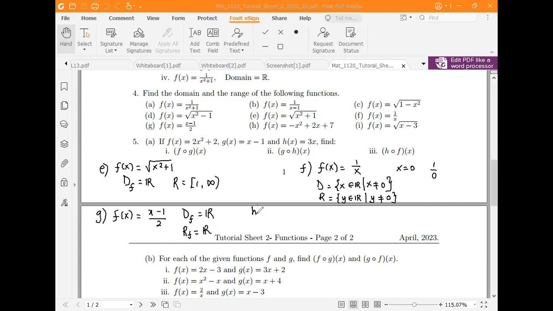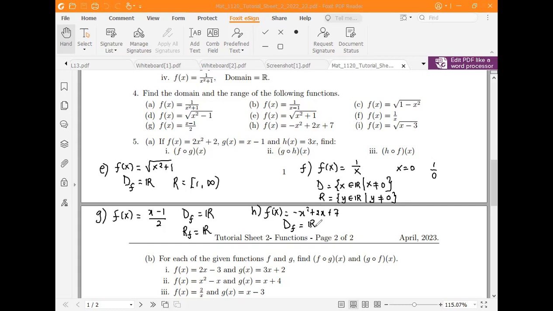H, f of x is negative x squared plus 2x plus 7. What's the domain for f? All real numbers. Why is it all real? In a quadratic, you can substitute any value and you get something. Any value you take gives you some number.